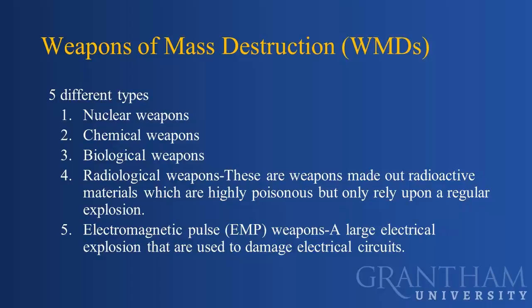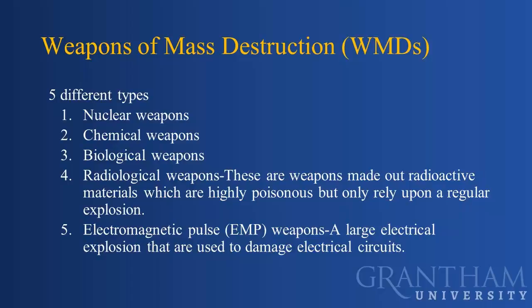There are in fact 5 different types. 1. Nuclear weapons. 2. Chemical weapons. 3. Biological weapons. 4. Radiological weapons. These are weapons made out of radioactive material, which are highly poisonous, but only rely upon a regular explosion. And we also have 5. Electromagnetic pulse, or EMP weapons, a large electrical explosion that is used to damage electrical circuits.